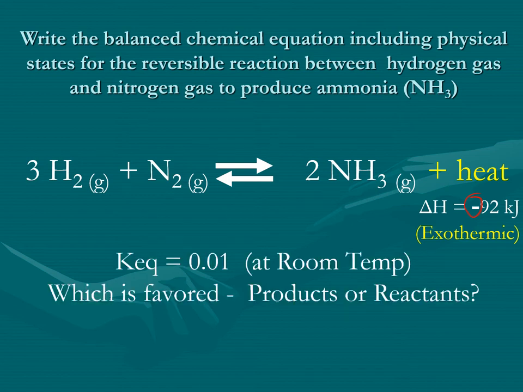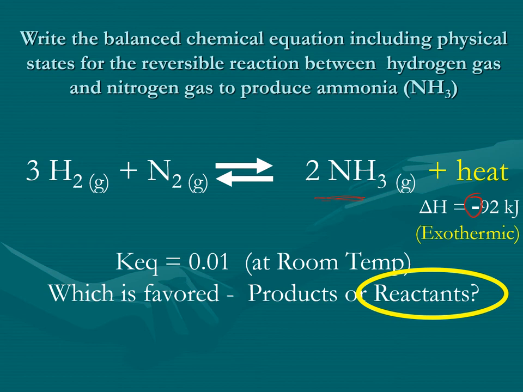Our equilibrium constant is smaller than 1 at room temperature. Remember, if I change the temperature, it's going to change the equilibrium constant. So this means it's going to favor, take a moment and think, hopefully you say the reactants because it's smaller than 1. However, this is an important reaction that we want to actually produce ammonia.